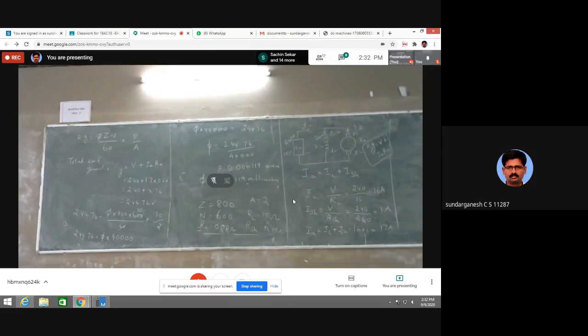In the problems, they mostly ask shunt generator, sometimes series generator. So compound generator sums will be very rare. They will ask you shunt and series generator mostly.